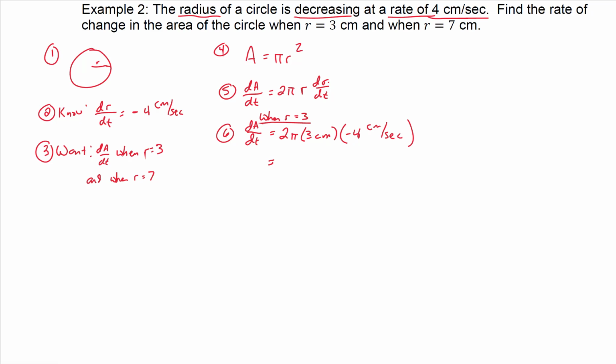And if we work through this, 2 times pi times 3, we've got 6 pi. 6 pi times negative 4 gives us negative 24 pi. But notice what happens here. Centimeters times centimeters gives us centimeters squared per second.